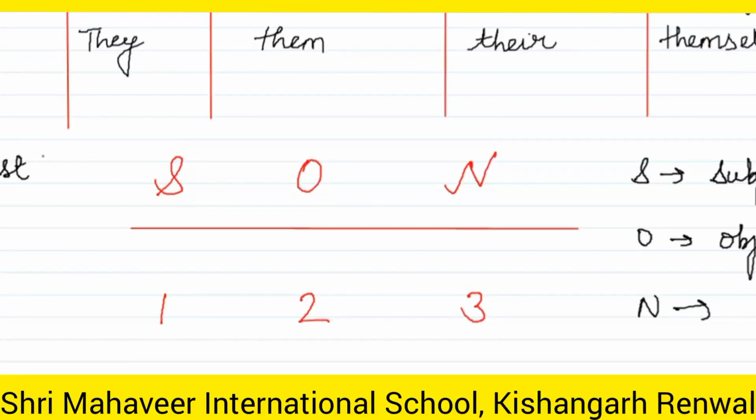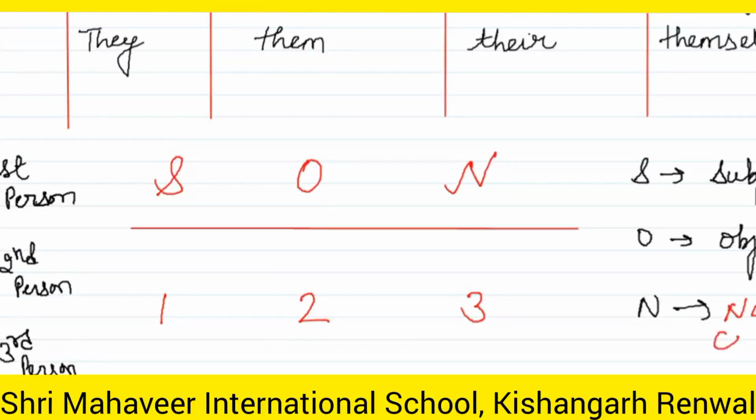First one is first person, two is second person, and three is third person. Did you remember what is N? I'll tell you this. N is no change.